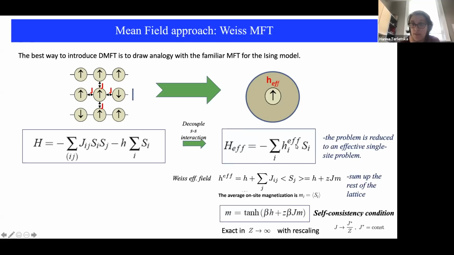And this effective magnetic field H effective, which we call the Weiss effective field, is constructed by summation over all the other sites except for the site i. Doing this mapping, one can also come up with the self-consistency condition for determining the magnetization in this effective field. So this approximation becomes exact in the infinite dimension limit, and we solve it just by doing the self-consistency iteration.